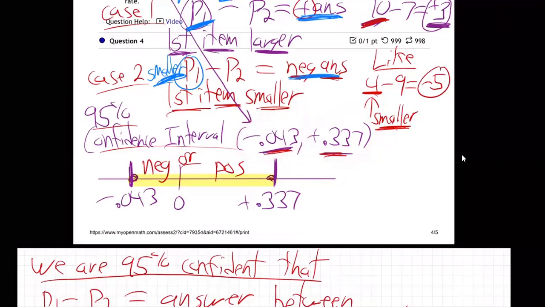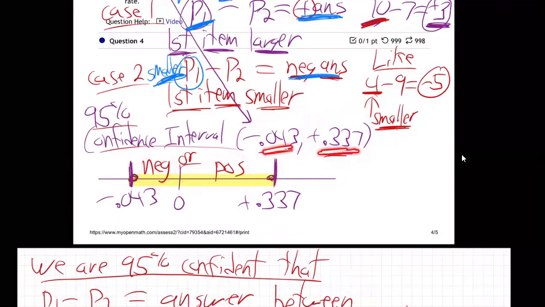Why? Because that means we're going from negative territory to positive territory. So that means the answer could be negative or positive, which is what throws it into confusion. That's why it's inconclusive, because it could be negative or it could be positive.